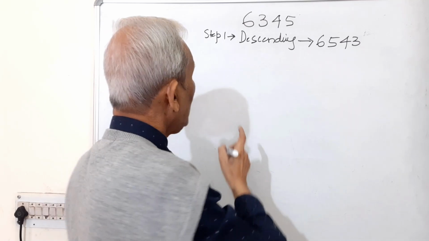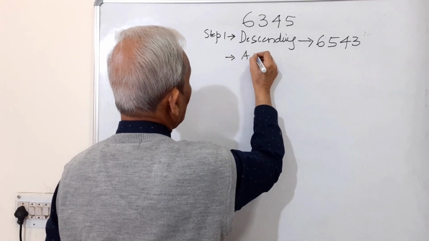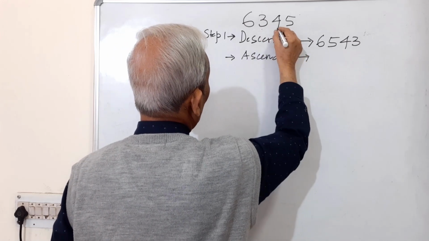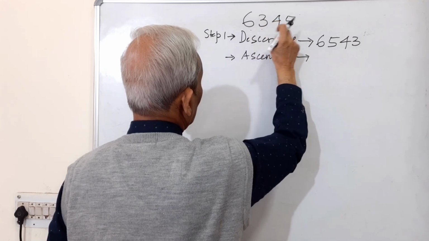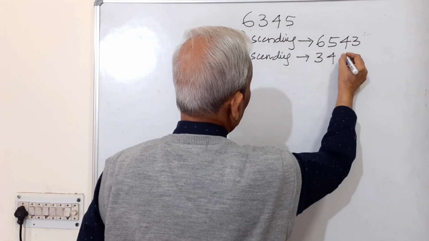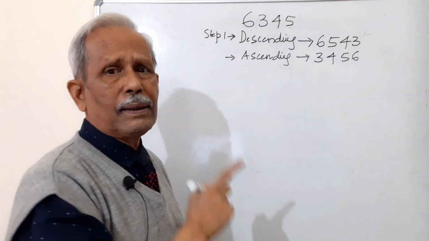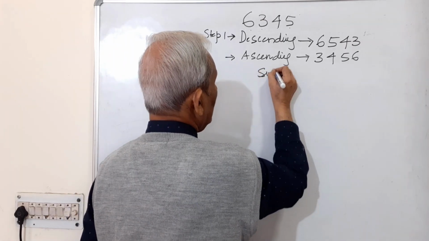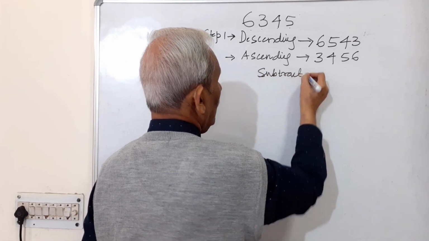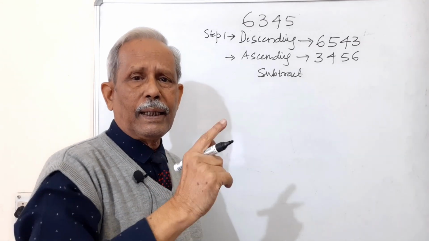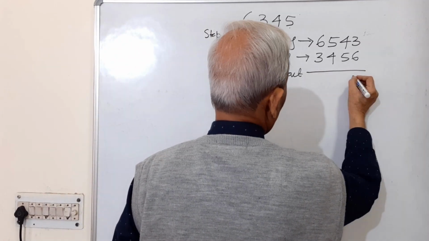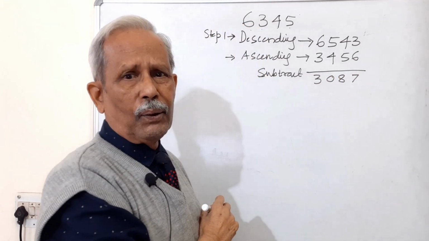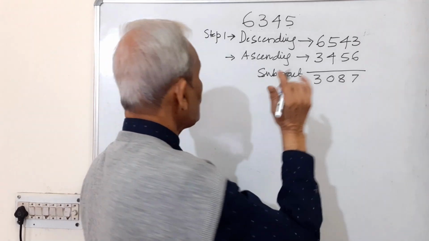And then let us arrange this in ascending order. How much do you get? 3, 4, 5, 6. 3 is the smallest, then 4, then 5, then 6. Now, when you have the descending number and the ascending number, subtract these two from each other. When you subtract it, you get 3087.